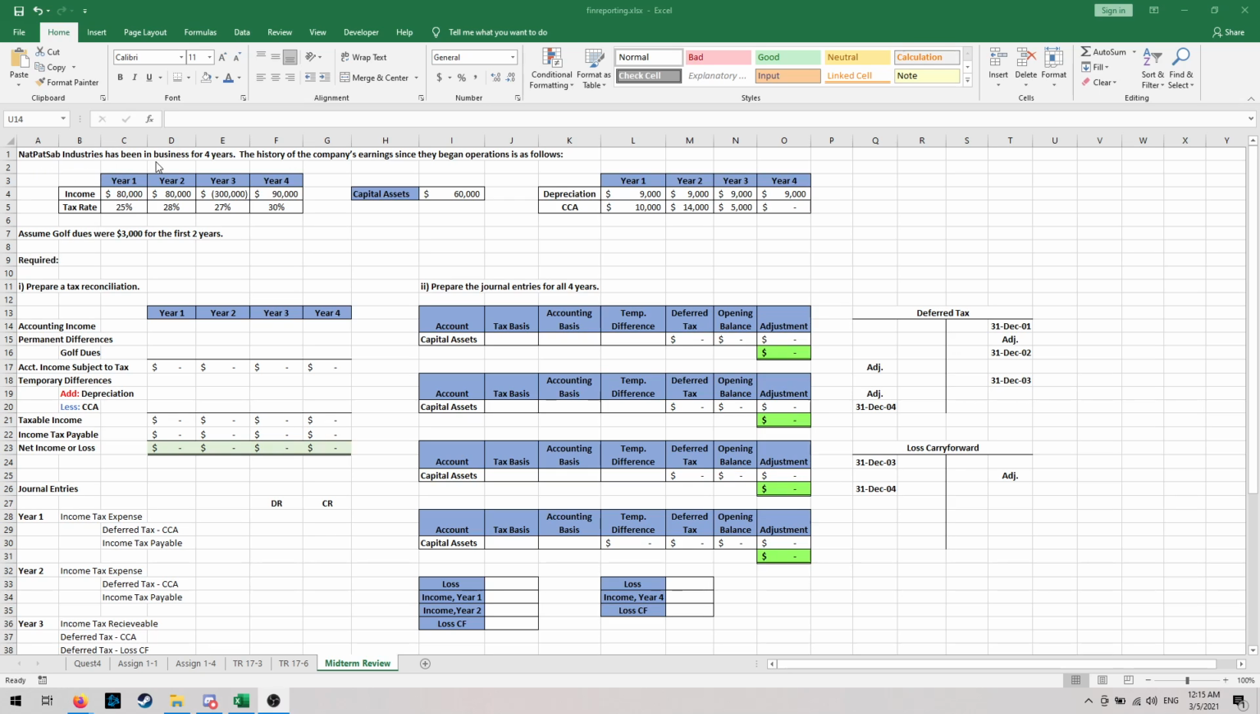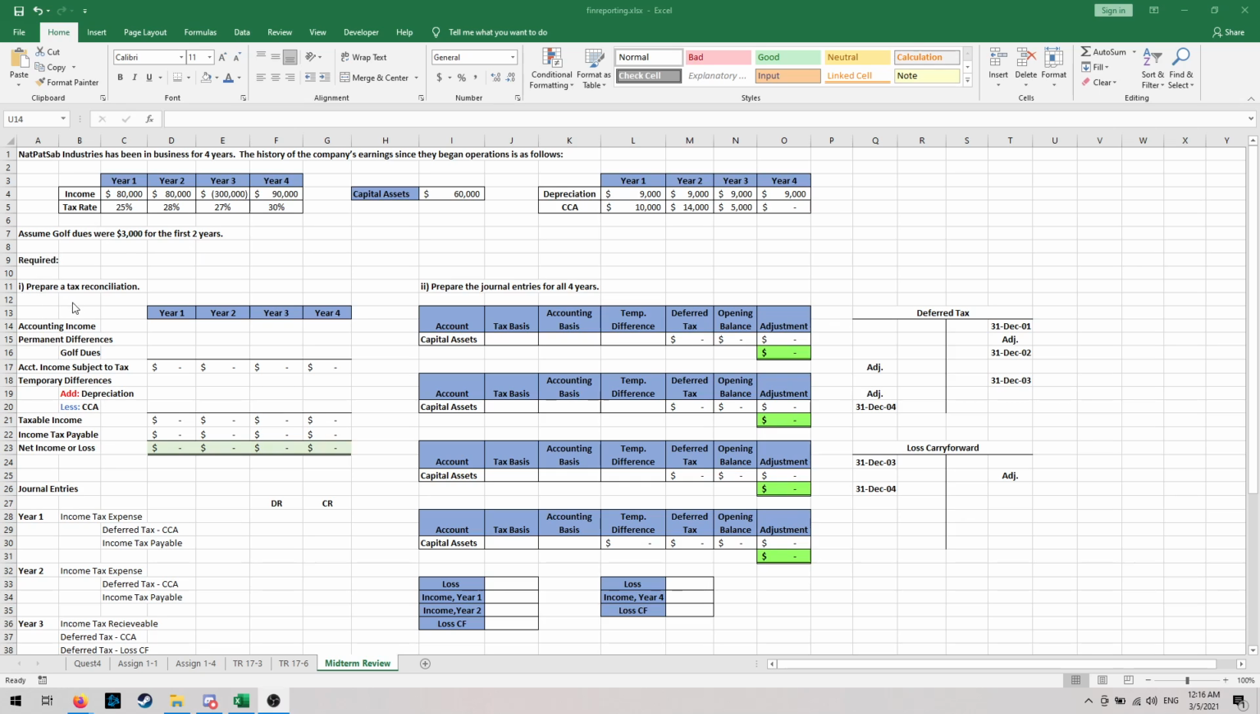We're told about a company that's been in business for 4 years. So this would have been their first year of operations. We're given their income and their tax rates, the value of their capital assets, and the amount of depreciation and CCA they took. We're also told about some golf dues that they had in the first 2 years.